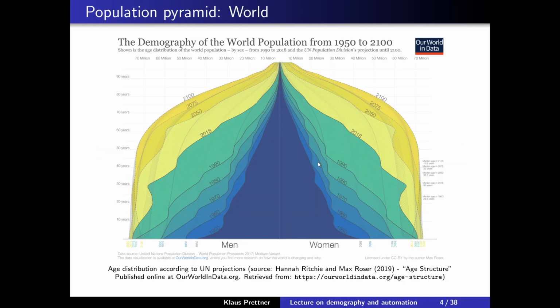To set the stage and introduce the topic, I have here the population pyramid of the world population, retrieved from Our World in Data. And we see here the population pyramid in the year 1950. That's the blue area here. And this is very wide at the bottom and narrows at the top. So it has the shape of a pyramid. Population growth was positive, and the younger cohorts were usually larger than the older cohorts.